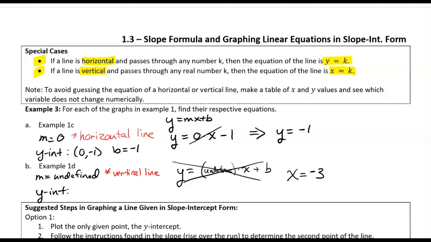NCBM 0324, Section 1.3, Slope Formula and Graphing Linear Equations in Slope-intercept Form, Part 3.